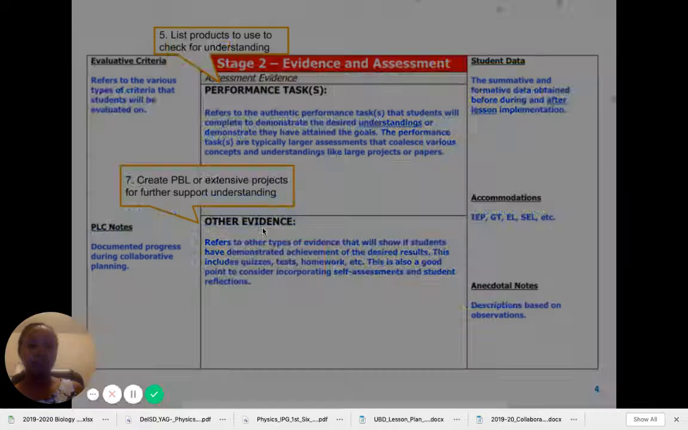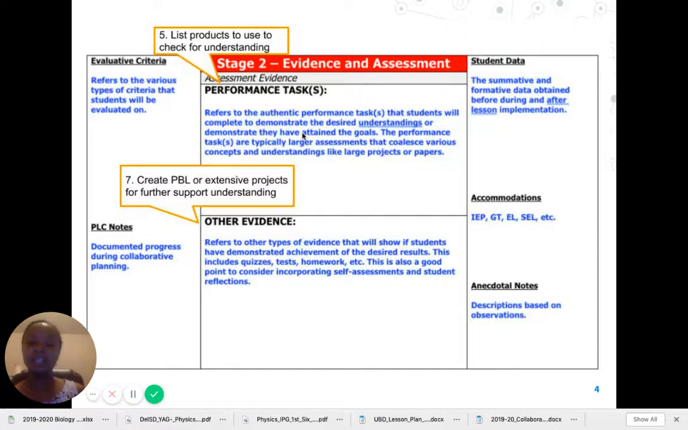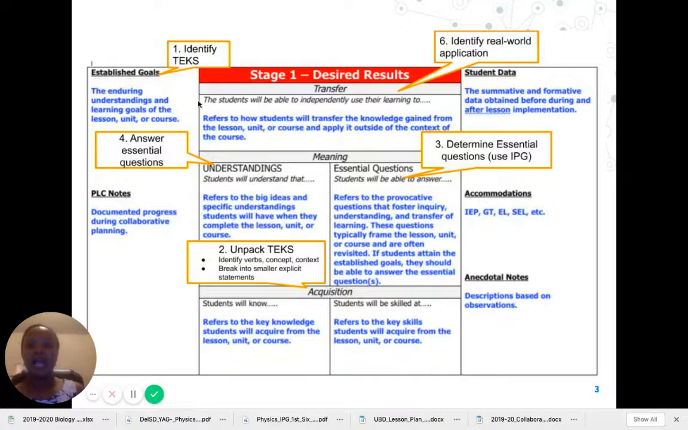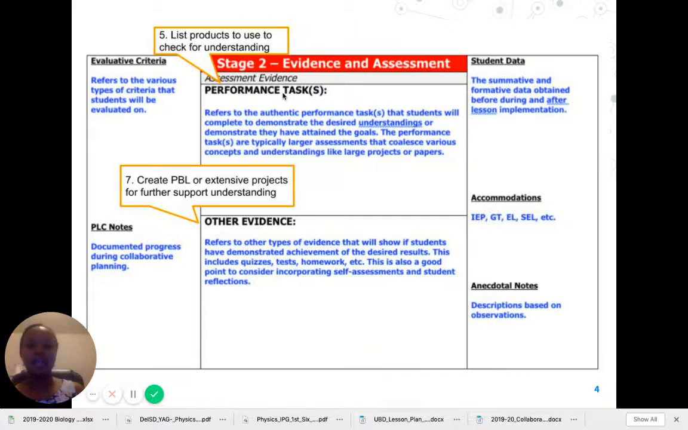Once you've done that, you can go back to the IPG. Let's just say you need some help on what are some examples that you can use for product or formative assessments. Go back to the IPG and find that information here, or you can create these yourselves. Find some kind of authentic work for them to actually utilize to showcase their understanding. Identify how it relates to real life. Create a PBL that links everything together.